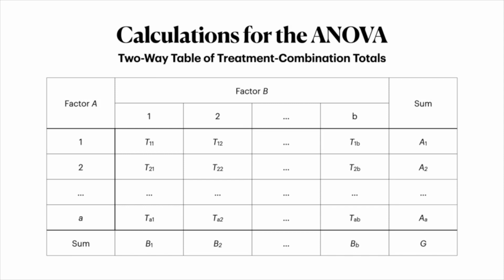And so here we have that two-way table of treatment combination totals. What I've done is calculated the column totals. Those are the b sub j's. I've also calculated the row totals. Those are the a sub i's. And then we can get the overall total G by either adding up the a sub i's or adding up the b sub j's. And it's a good idea to do that summation both ways, just to make sure we get the same value. Again, that's a good quality control check to have.